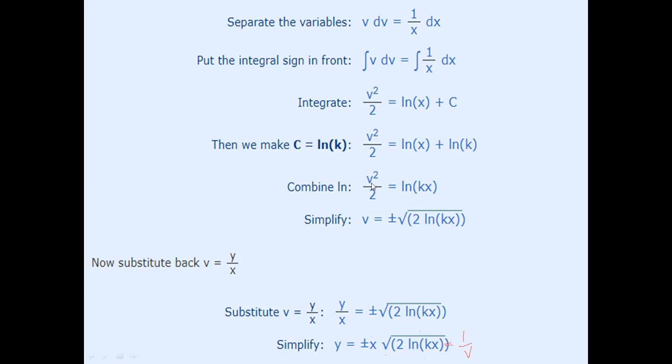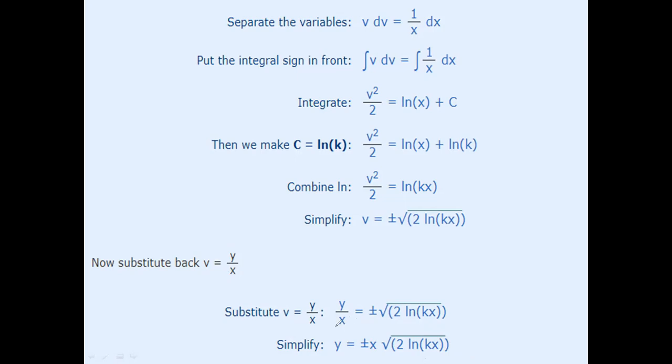Now, since v is not part of your original set of variables x and y, you have to change it to what it originally represents. So you have y over x. So we change v to y over x. So this v now will be y over x. And this is equal to plus minus the square root of 2 ln of kx. Now let me just annotate so I can clear the drawing here.